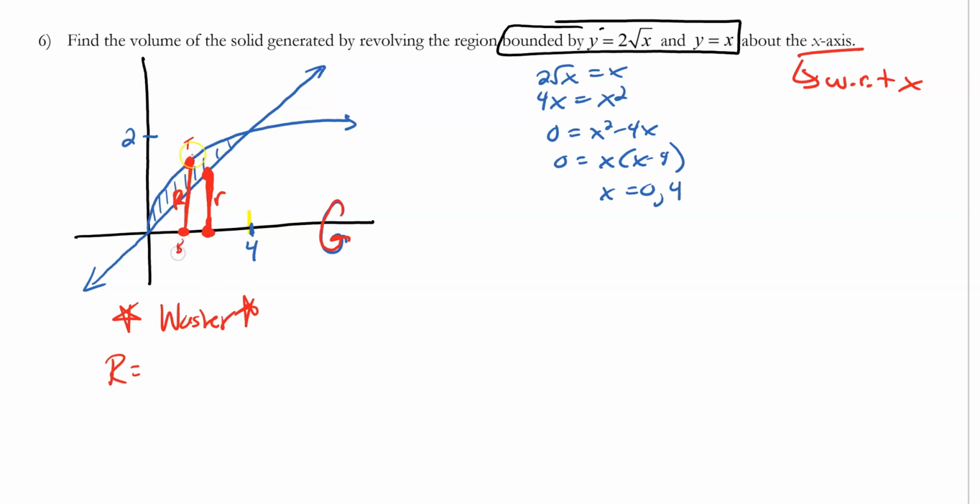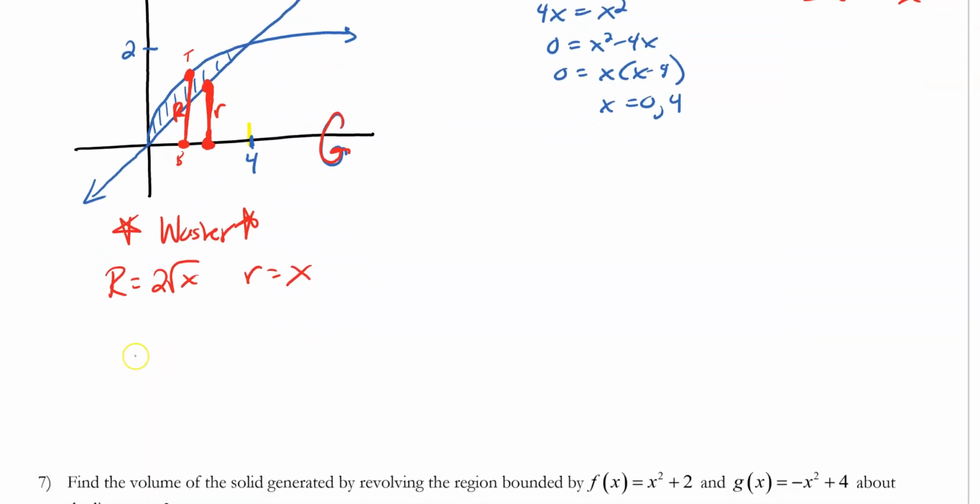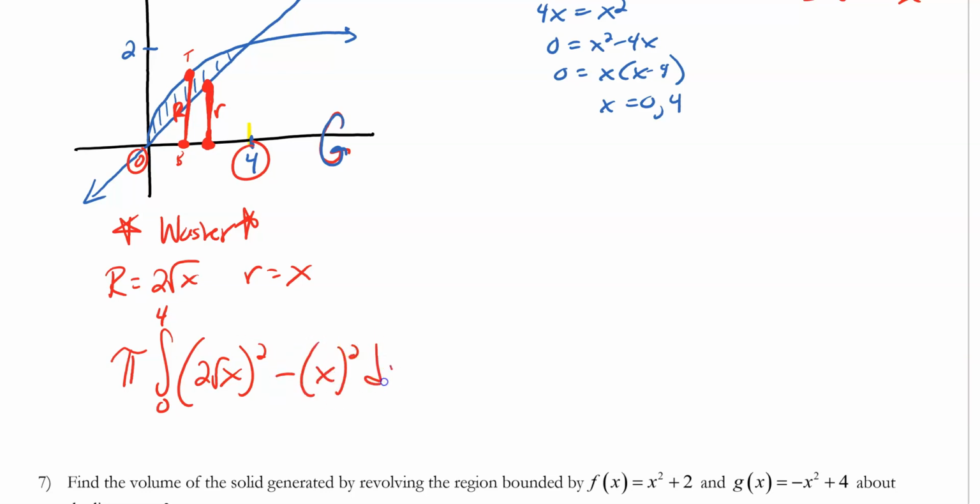So big R is going to equal, and you just think top minus bottom for each one. The top is 2 root x, the bottom is 0, so it's just going to be 2 root x. Little r, again, think top minus bottom: x minus 0, so this is just x. And we know our formula: pi integral from a to b, so 0 to 4, because we're doing this with respect to x, and big R squared, so that would be (2 root x) squared minus little r squared dx.